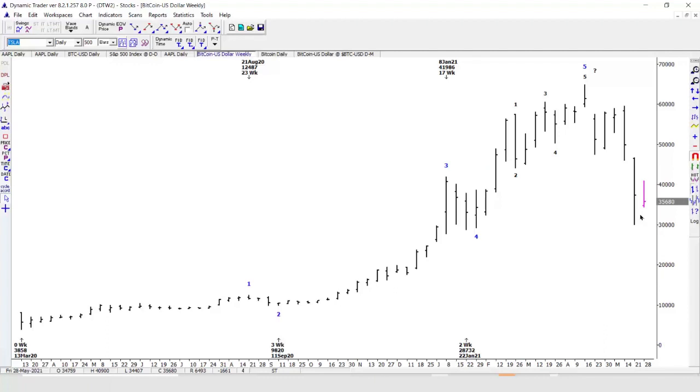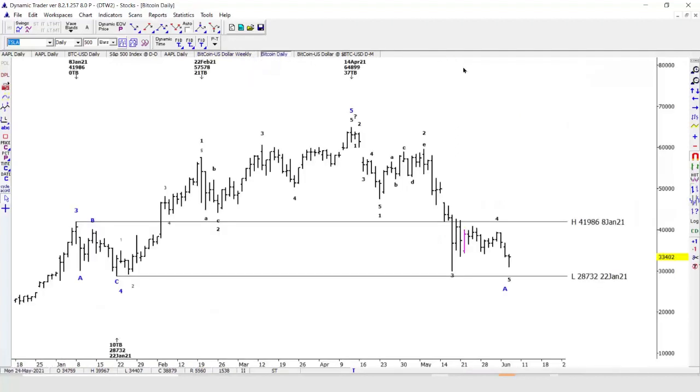And it's probably a long ways from complete, because this is probably 1, 2, 3, 4, and a 5. Maybe the 5 isn't even complete yet. I don't know. We'll find out in the days ahead. What I do know, and always try to really list what you know, is we have a 1, 2, 3, 4, and a 5 into a new low. This should not be the end of a correction.